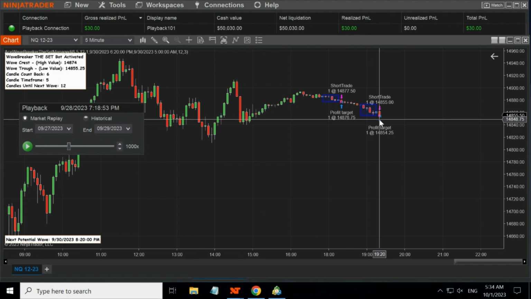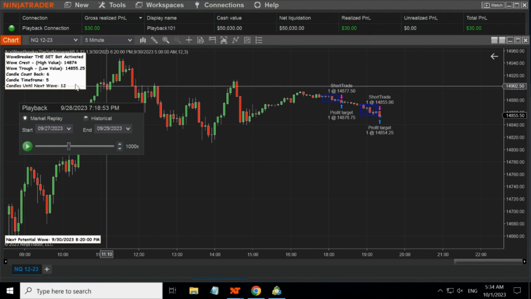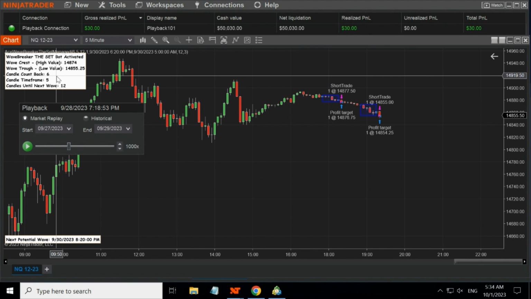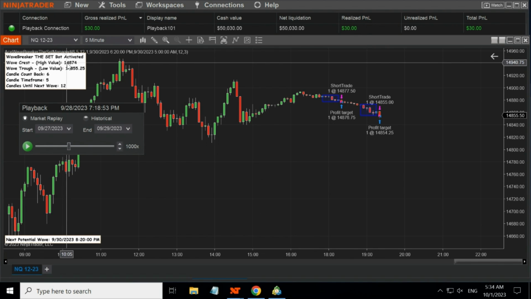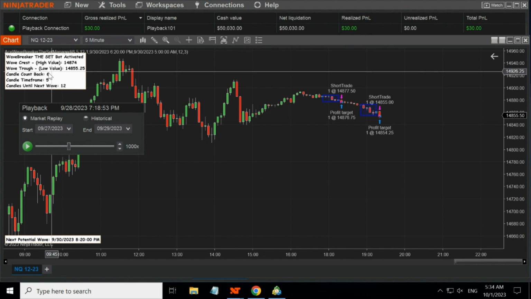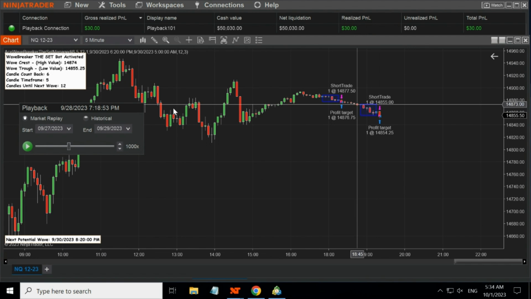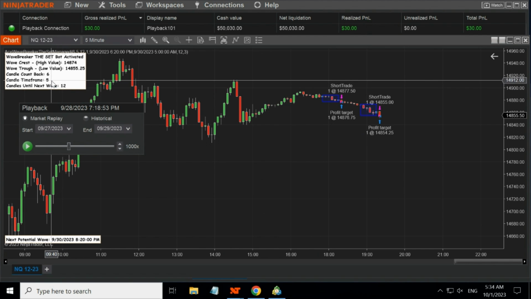Okay, so you'll see on the screen here we have the typical information that we would normally get with our bots. We're activated. We are given the wave crest and the wave trough, in case you wanted to do any manual trades. We also have a couple of new parameters here. The countback isn't new; that tells us how big the wave is going to be. But the candle time frame tells us what time frame we're using, currently the NQ 5 minutes, and how many candles need to occur in order for the next wave to happen.